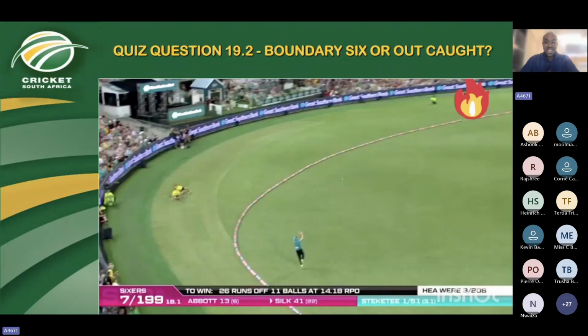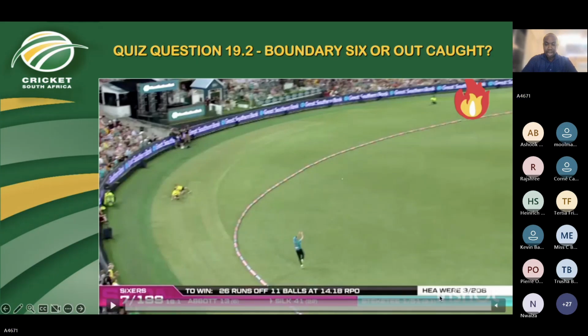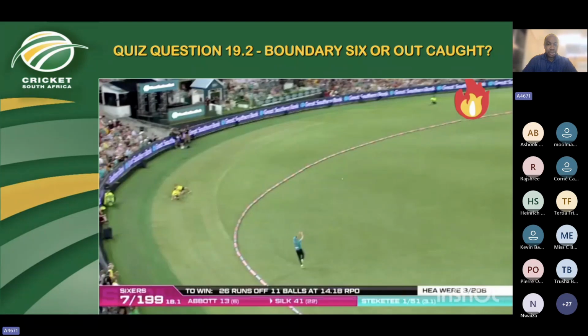The first one is a highly debated boundary catch, 19.2. Is this a boundary 6 or is this out caught? And I haven't seen the answers in the chat box, so I'll just play the video again and then I'll talk you through it.